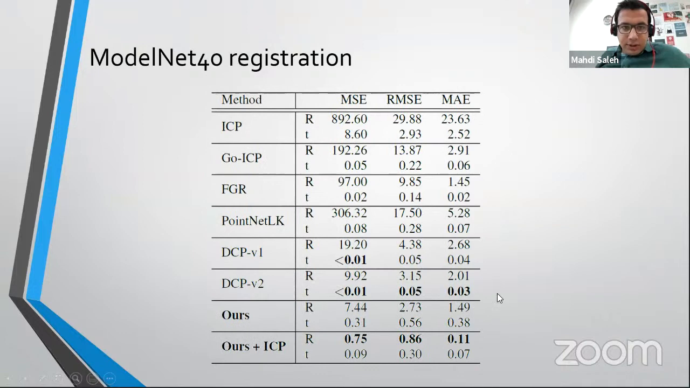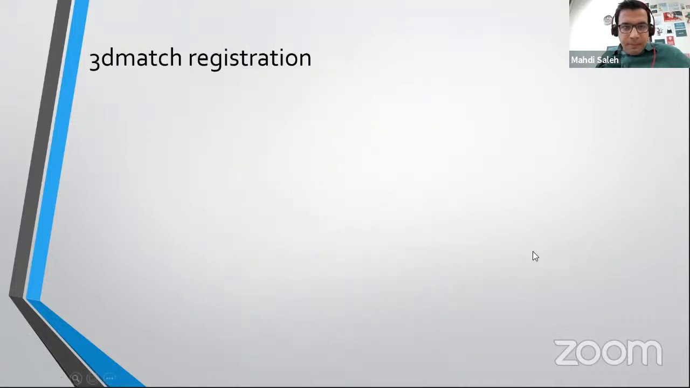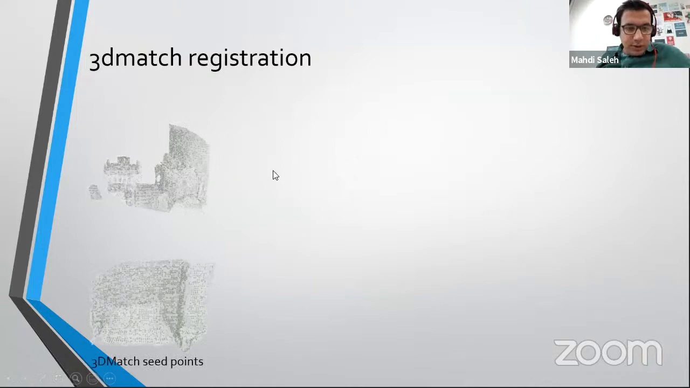These are results on ModelNet registration, which is already a bit outdated. Our method also works quite well under noisy data, where we apply some further noise. We also benchmark our descriptor on the famous 3DMatch registration benchmark, which has real scans captured with Kinect sensors.